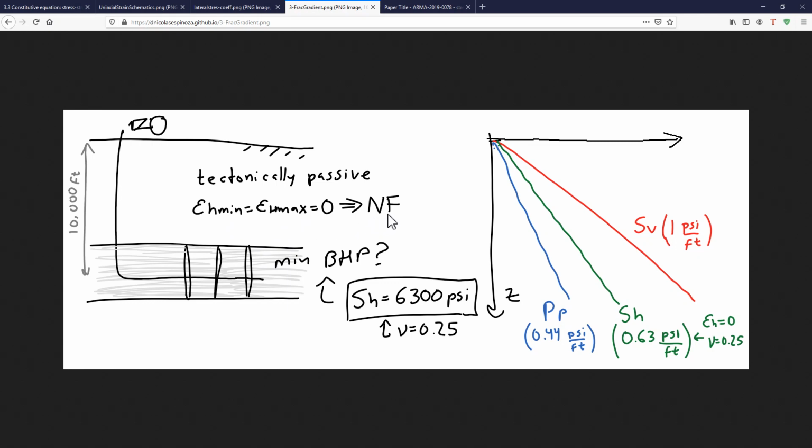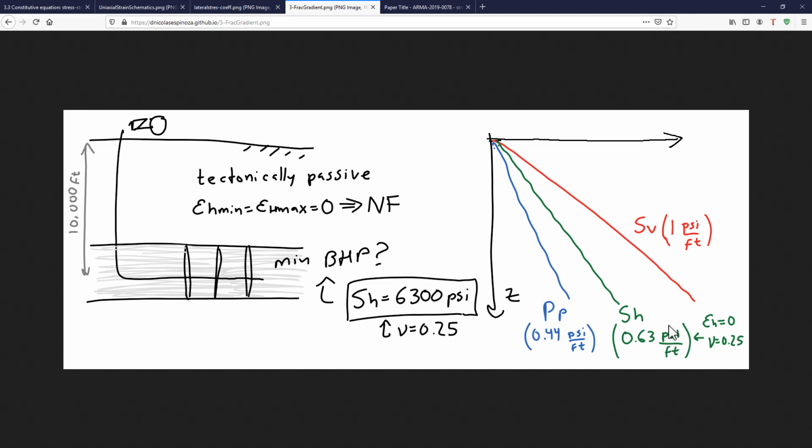We know that that's going to lead into a normal faulting environment. So if I want to calculate the minimum bottom hole pressure to do a hydraulic fracture, and also to design my pumps on the surface, I can use what we just did: multiply the fracture gradient times the depth, and that's going to give me that particular value of horizontal stress at this depth.